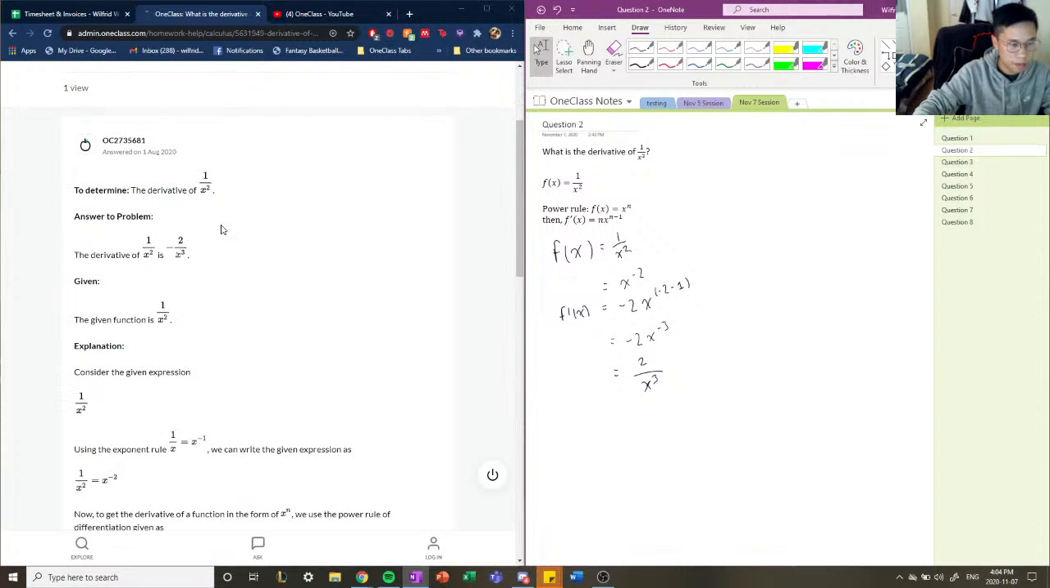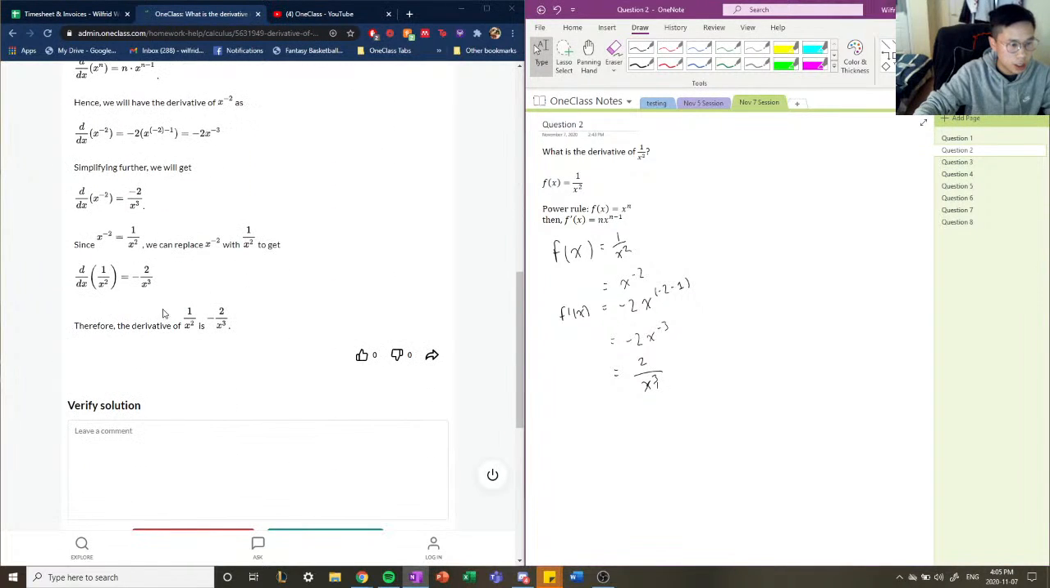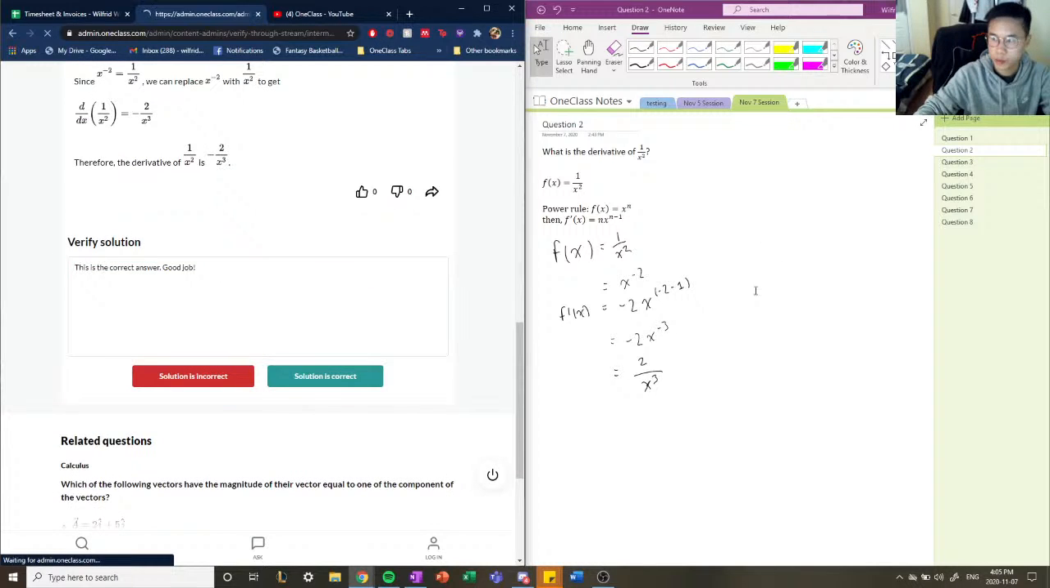So the junior tutor basically wrote the same solution as I did, and they got the same correct answer. So this is the correct answer. Good job. Cool, moving along.